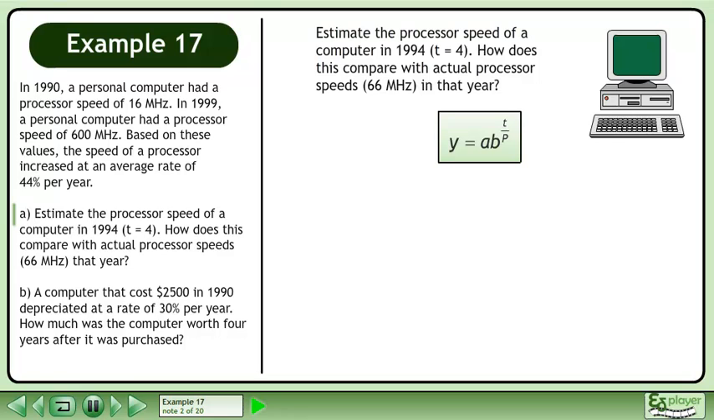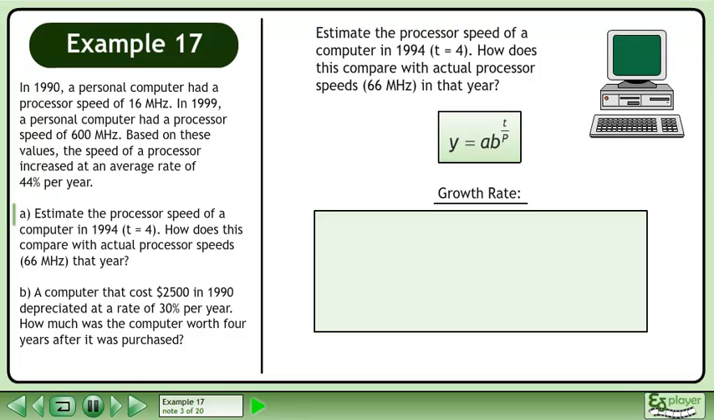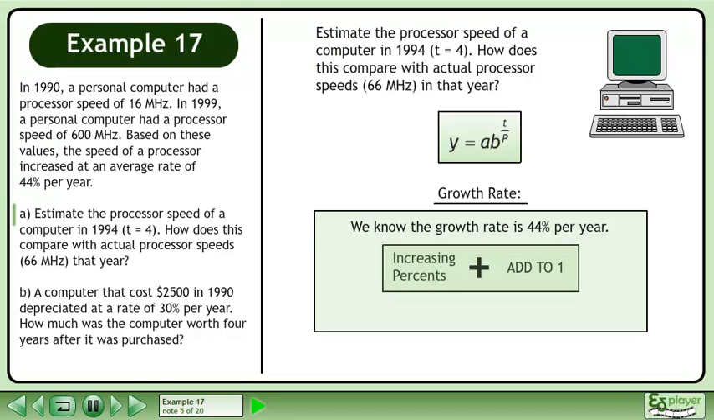We can use the exponential form y equals a times b raised to the power of t over p to answer this question. First, we'll determine the growth rate. We know the growth rate is 44% per year. When we have an increasing percent, we add it to 1. The b value for this question is 1 plus 0.44 equals 1.44.